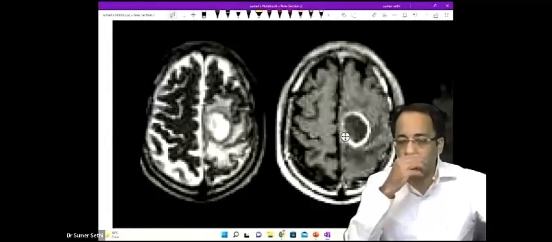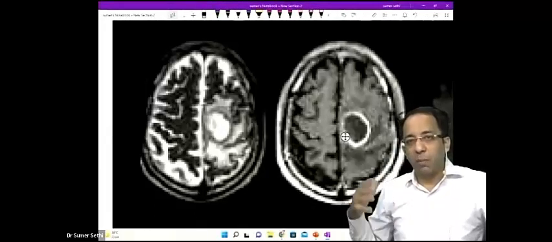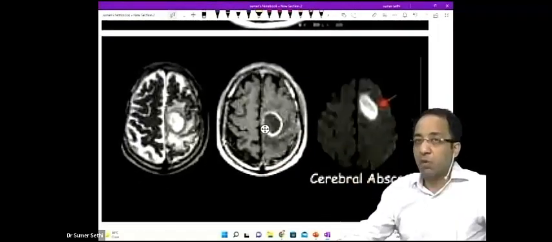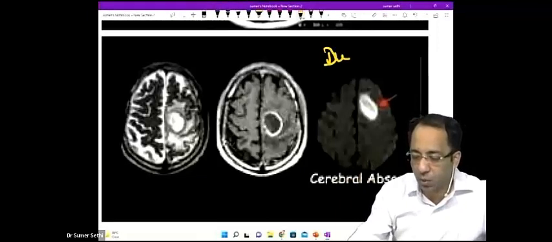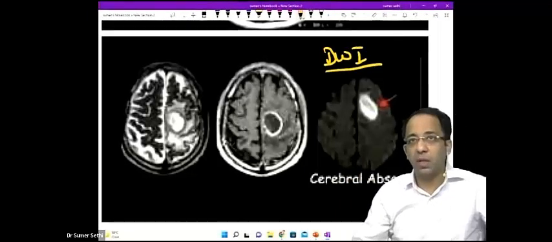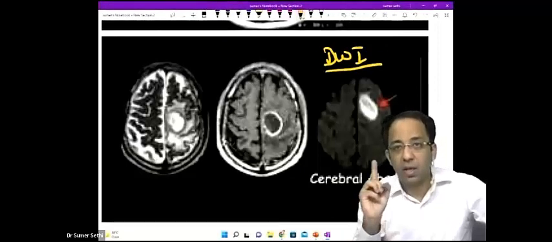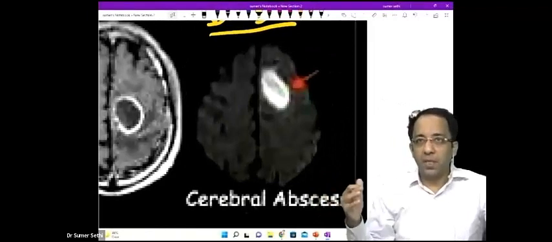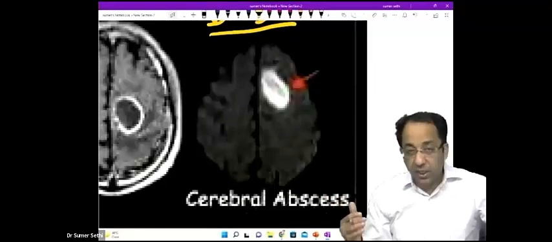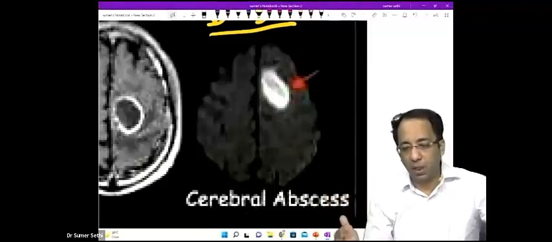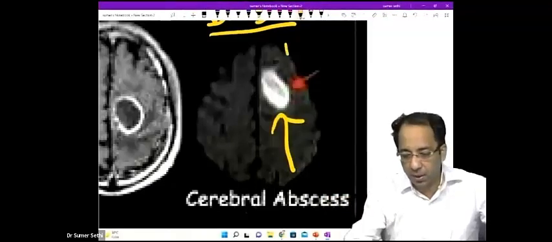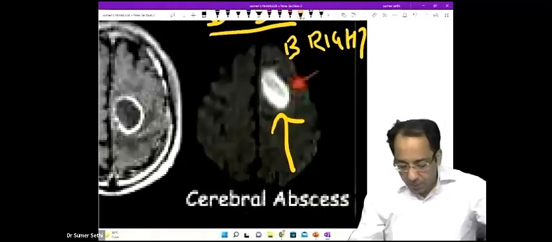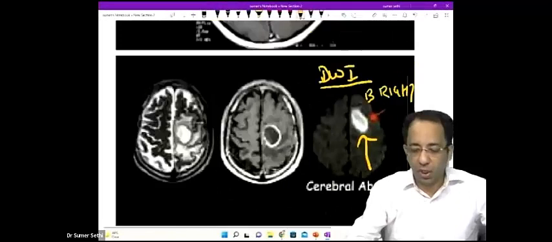To confirm, I need to do another MRI sequence called diffusion weighted MRI. Diffusion weighted MRI is sensitive to Brownian motion. So any abscess will have pus, and the pus will not allow any particle movement. So abscess appears bright on DWI. Abscess appears bright on diffusion weighted MRI.